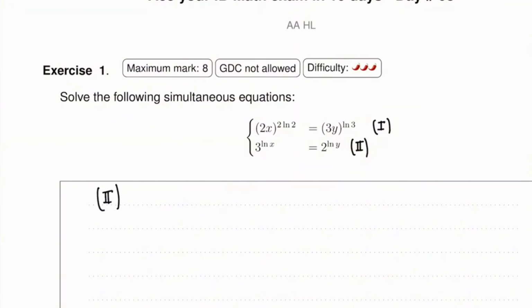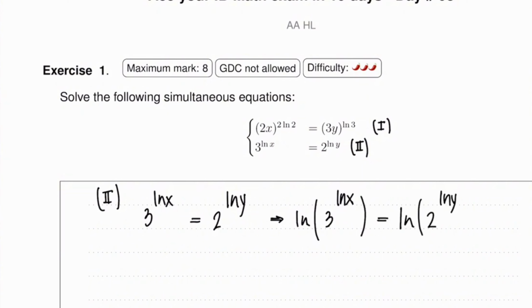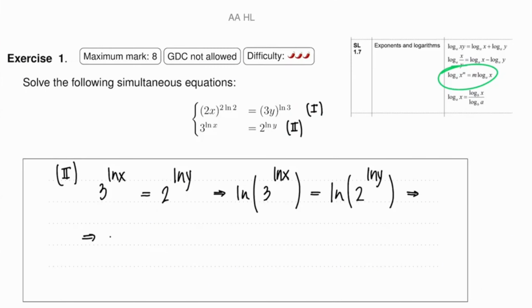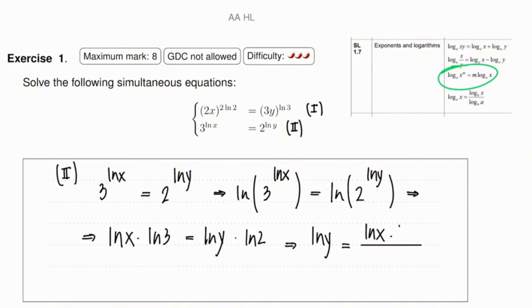We can start with equation number 2. 3 to the ln of x is equal to 2 to the ln of y. Now, the only way for us to drop these exponents is to evaluate the ln of both sides. So we're going to do ln of 3 to the ln of x equals ln of 2 to the ln of y. And using exponent rules, we can write this as ln of x times ln of 3 equals ln of y times ln of 2, which means finally that you can rewrite ln of y as ln of x times ln of 3 over ln of 2.